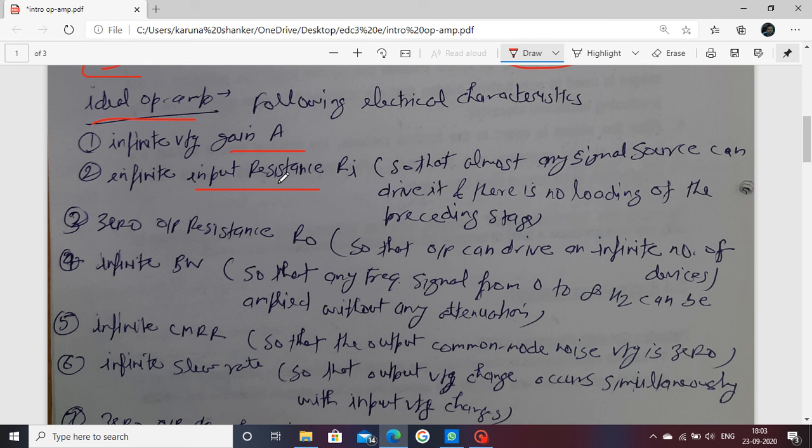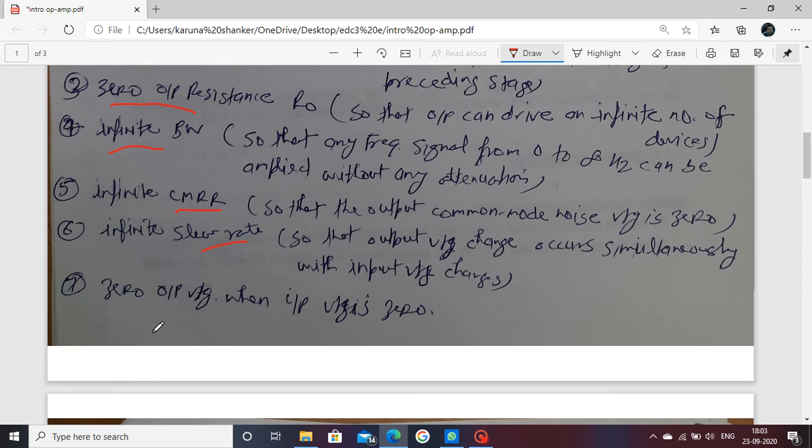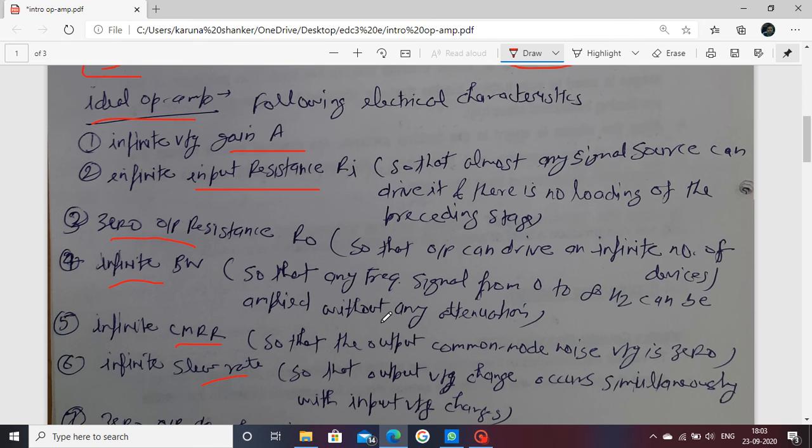Input resistance is infinite, and third is the zero output resistance, and fourth is the infinite bandwidth, and fifth is the infinite CMRR. CMRR is also defined in a later stage; this is your common mode rejection ratio. The sixth one is the infinite slew rate, and the last one is the zero output voltage when input voltage is applied 0. Okay, now expand this one.